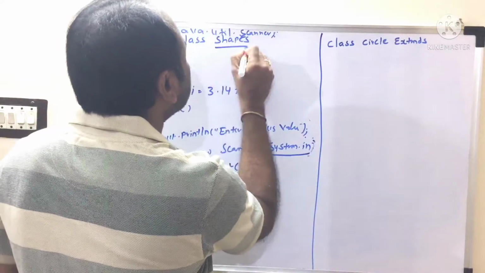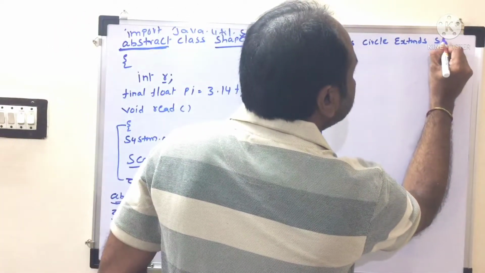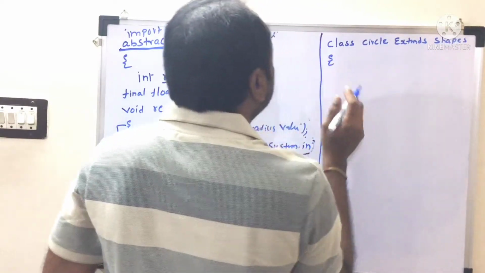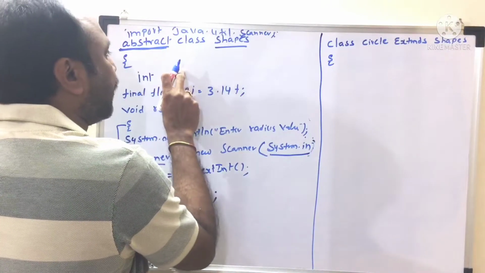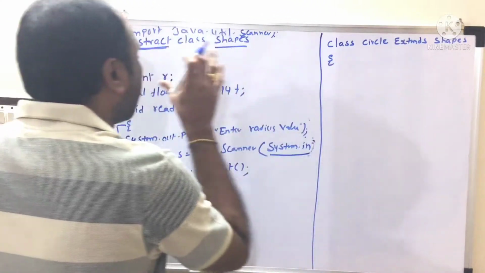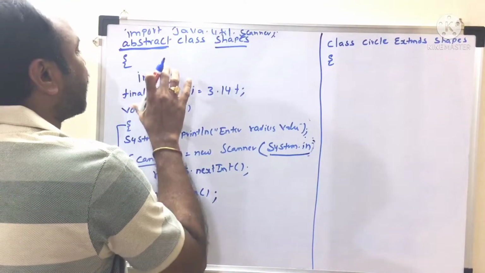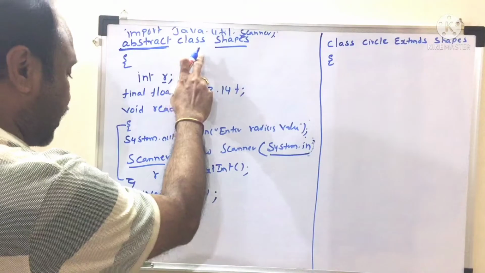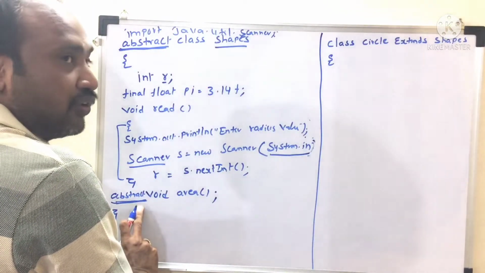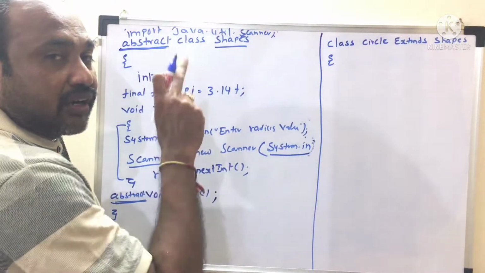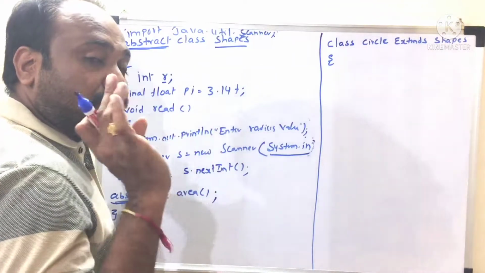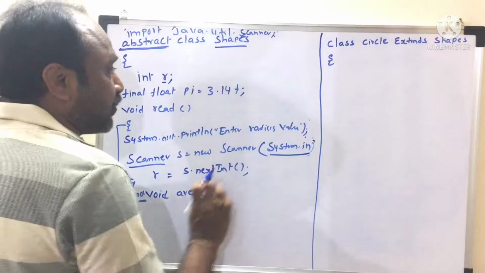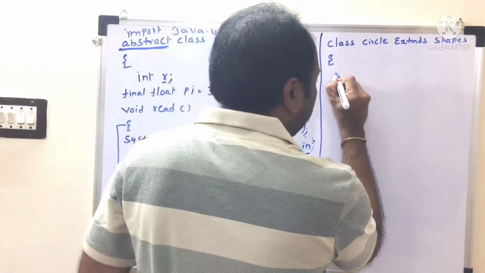What is the abstract class name? Shapes. When you are going to work with inheritance, this becomes the parent and this will become the child class. All the properties of the parent class will be acquired by the child class. But listen carefully. This abstract class is having at least one abstract method. If you create a class from an abstract class that may contain one, two or three abstract methods, those abstract methods should be defined in the newly created class.